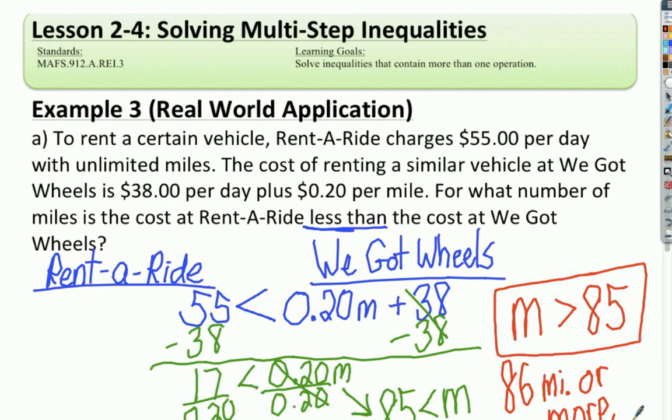If I drive 85 miles exactly, does anyone know what happens? What happens if I drive exactly 85 miles? It's actually exactly the same price. So that's why the interpretation is so important. Anyone have any comments or questions?